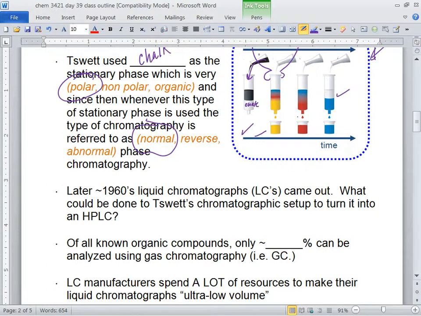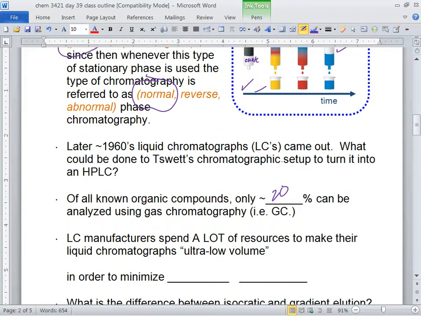Of all known organic compounds, only blank % can be analyzed using GC. Let's see how good your memory is. No one else has taken this, right? 20. Ooh, that's really good. See that? You just keep them going here.